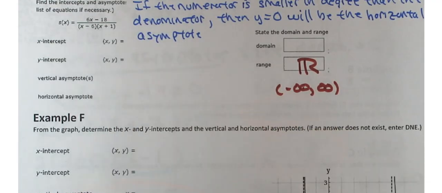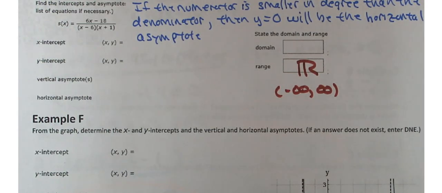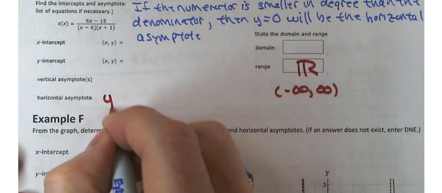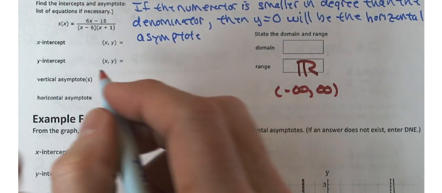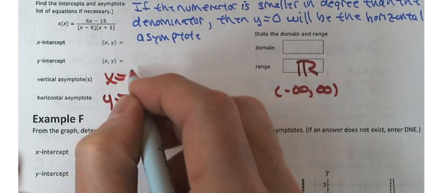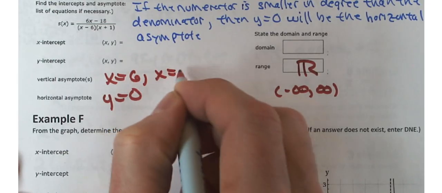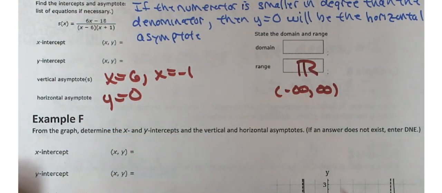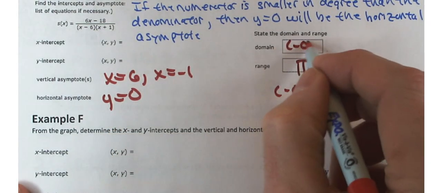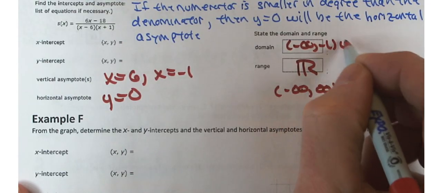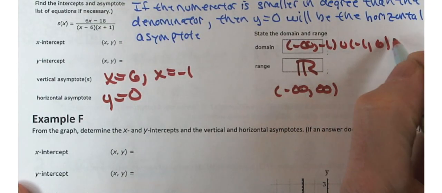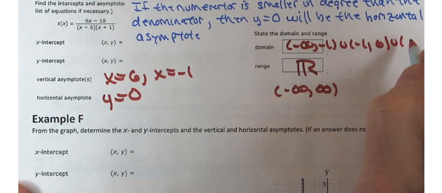Nice. I have a question. Yeah, please. The horizontal asymptote in this one, it will be 0? Yeah, horizontal asymptote is y equals 0. Our vertical asymptotes were at x equals 6 and x equals negative 1. And the domain was negative infinity to negative 1, union negative 1 to 6, union 6 to infinity.